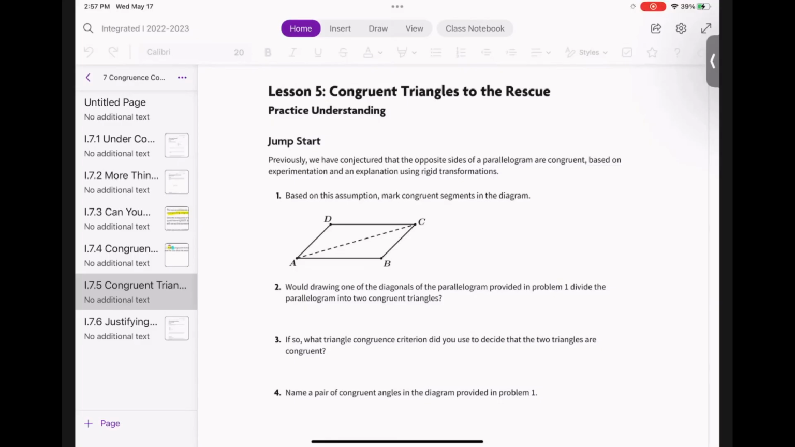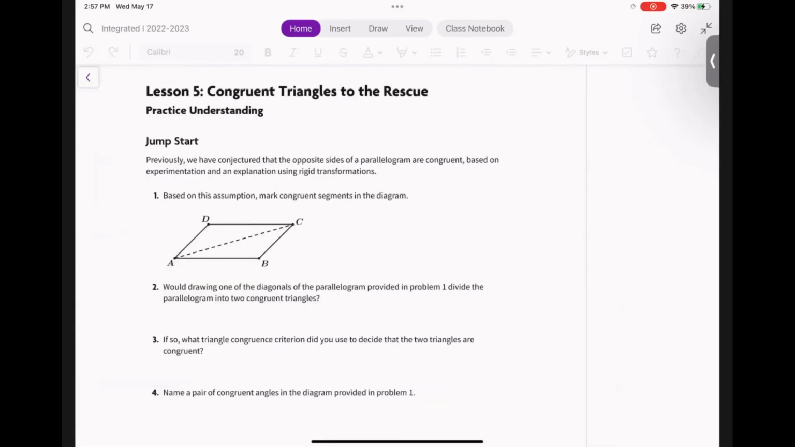All right, welcome back. We are going to do this lesson, it's 7.5, and it's called Congruent Triangles to the Rescue. And we're practicing. Practicing means that we've built up or developed our understanding. So now we're going to apply the things that we're learning.